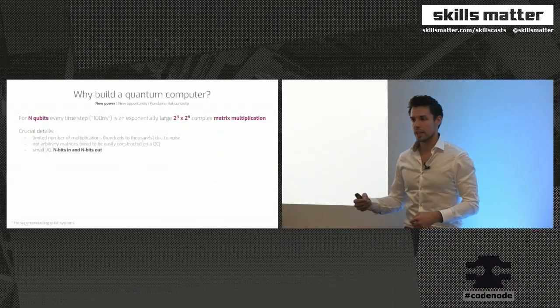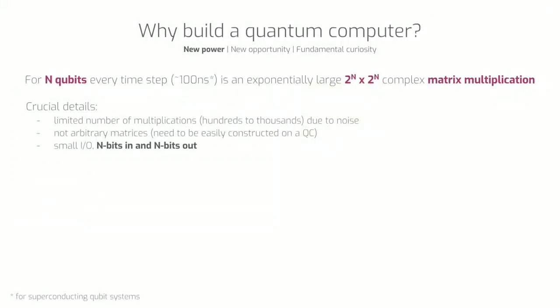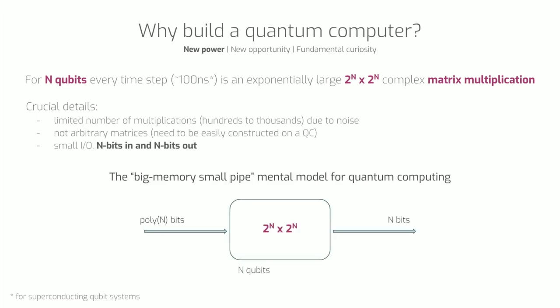The last thing is that there's a small I/O. Even though there's a huge complex model inside of a quantum computer of 2 to the n by 2 to the n complex numbers, your I/O is limited. So I'd like to share with you this model that I think works pretty well for thinking about quantum computing, which is the big memory, small pipe model. I think this is a better way to explain what quantum computers can do than saying exponential scaling. Fundamentally we have some large resource, but there's limited input and output.